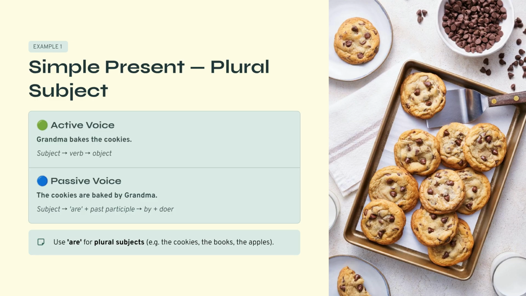Here is our first example, showing simple present tense with plural subjects. In the active voice, we say, Grandma bakes the cookies. Here, Grandma is the subject who does the baking. When we change this to the passive voice, it becomes, the cookies are baked by Grandma. Notice how we start with the cookies, followed by are baked, and then by Grandma. Always use are for plural subjects, such as the cookies, the books, or the apples.